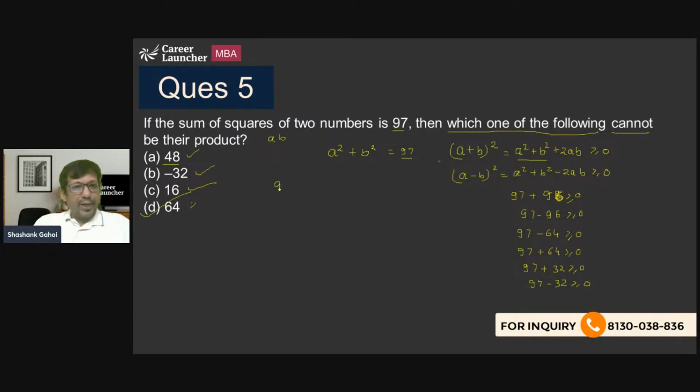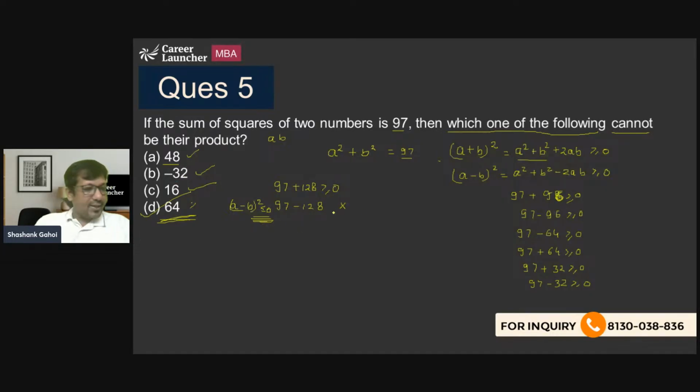Now, 97 plus 128, is it positive? Yes. 97 minus 128, is it positive? No. It means a minus b whole square is negative, and a perfect square can never be negative. It means the product of those two numbers can never be equal to 64. So that's how we are going to calculate and get the answer.